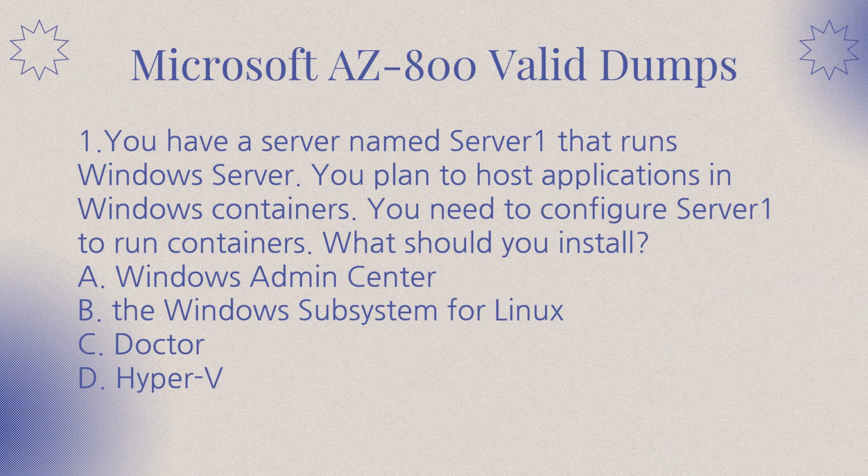1. You have a server named Server1 that runs Windows Server. You plan to host applications in Windows containers. You need to configure Server1 to run containers. What should you install? A. Windows Admin Center. B. The Windows Subsystem for Linux. C. Docker. D. Hyper-V.